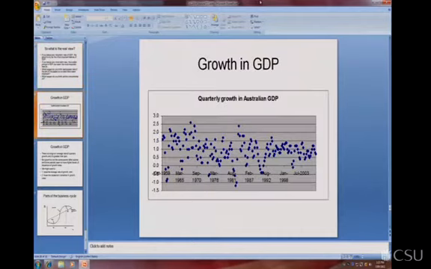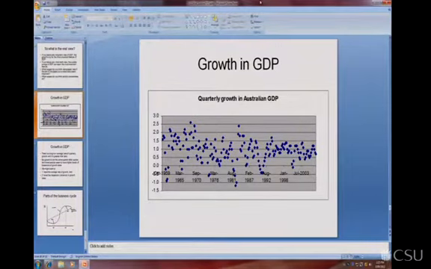So the growth in GDP actually tends to look like this. This is monthly growth rates, and as you can see, it just changes all over the place. The average, well, where's the average growth rate in here? It's probably somewhere around 1. So real GDP is growing by about 1% per year over the very long term.